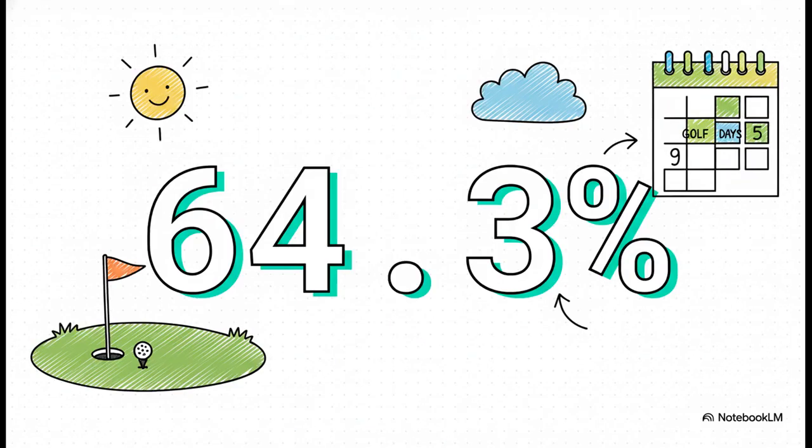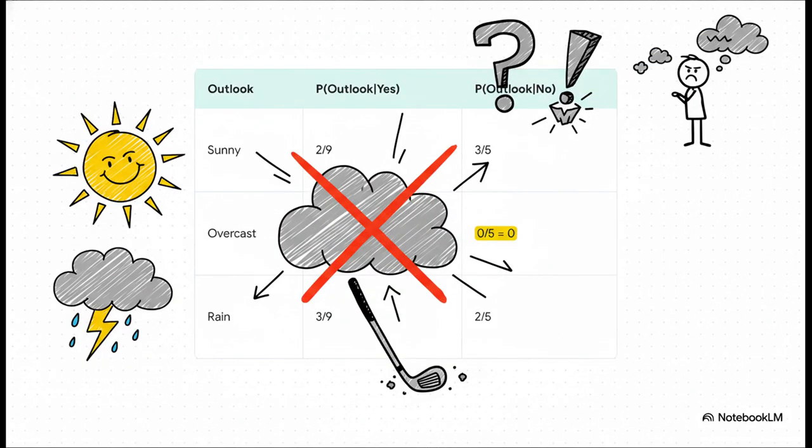We just look at the data and count. So out of 14 total days, people played golf on 9 of them. That's about 64% of the time. People did not play on 5 days. So right off the bat, before we even look at the weather, our best guess is, yeah, they're probably going to play golf. Okay, step 2 is calculating the likelihoods for the weather.